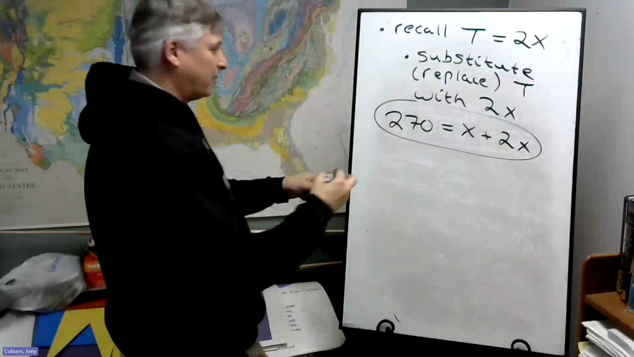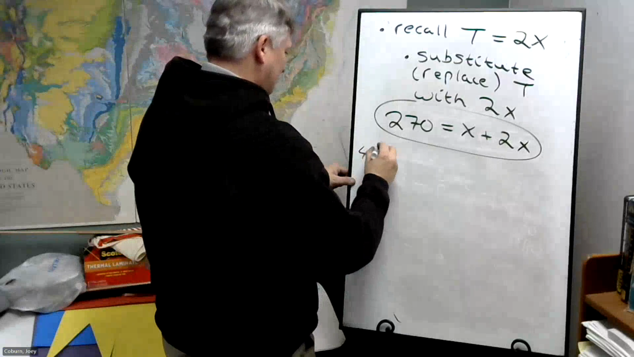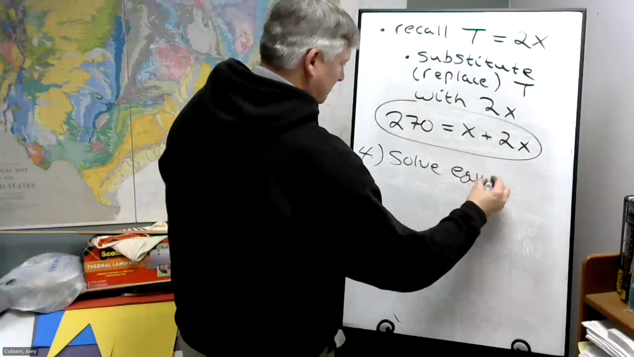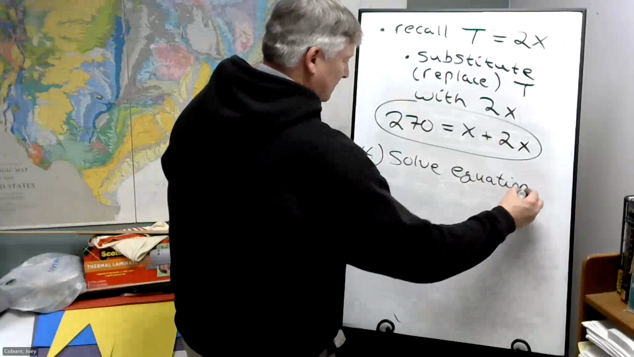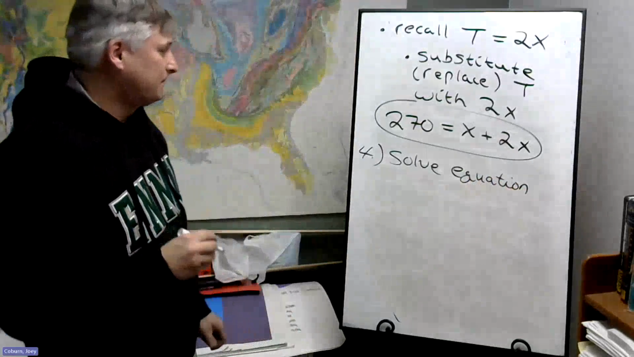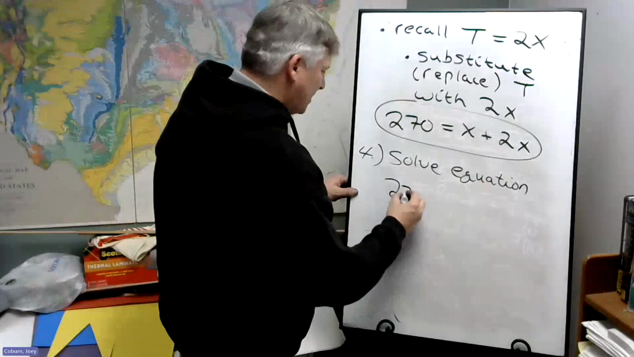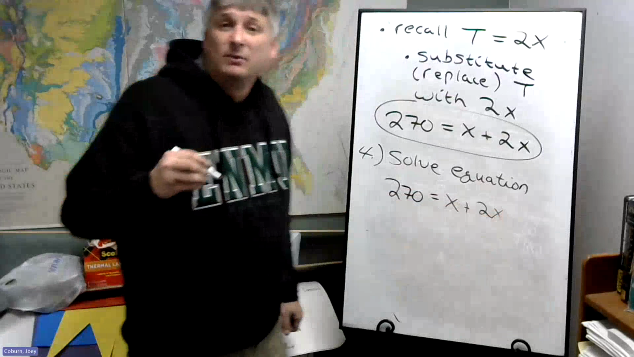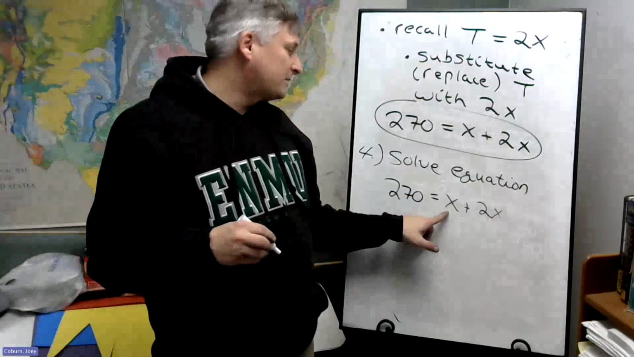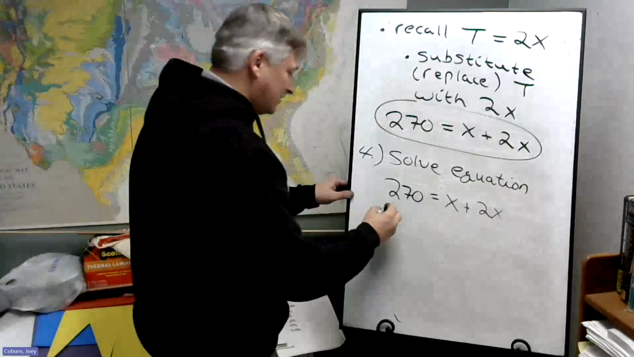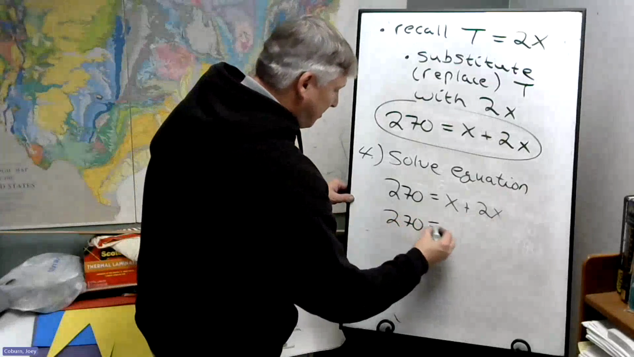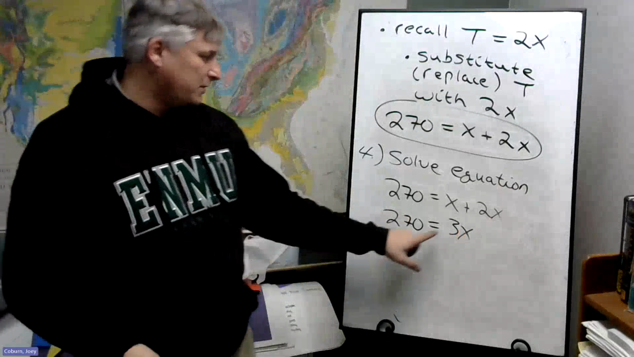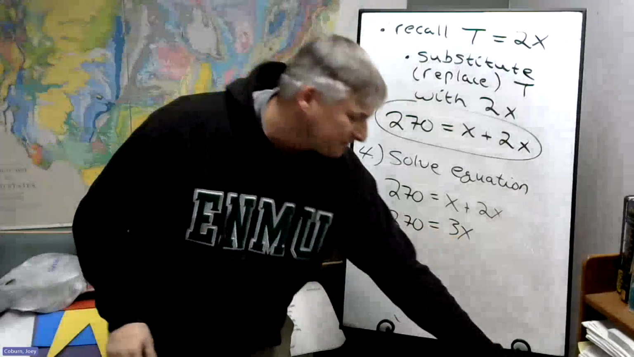So now we get to step 4. We solve the equation. First off, for this one, we're going to combine some like terms. We have a single x, there's 2 more x's. So that means there's now 3 total x's. So this is really 3 times x.